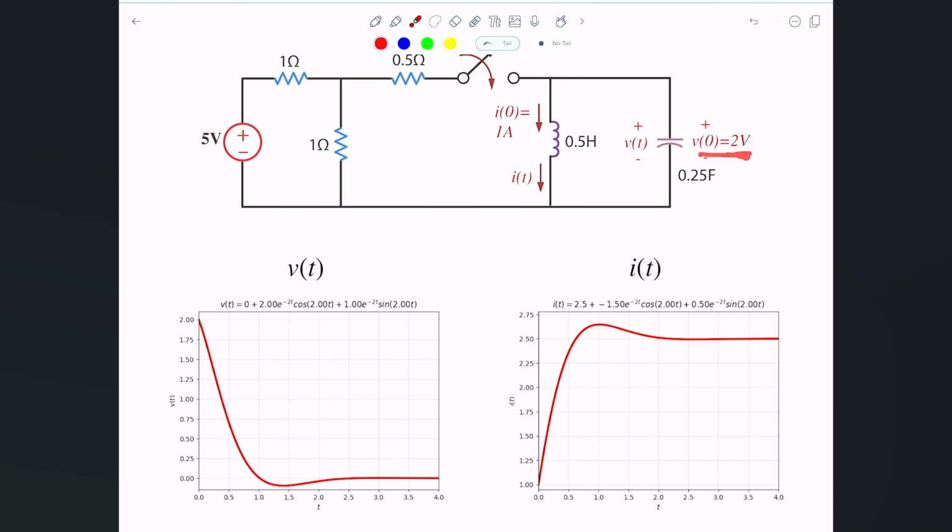Similarly, what we do here is we start at 2 volts in here, and our ultimate goal is to reach 0, which we do. And because of the oscillation, you'll see it overshoots as well, or undershoots here, and you can see it in the negative as well.